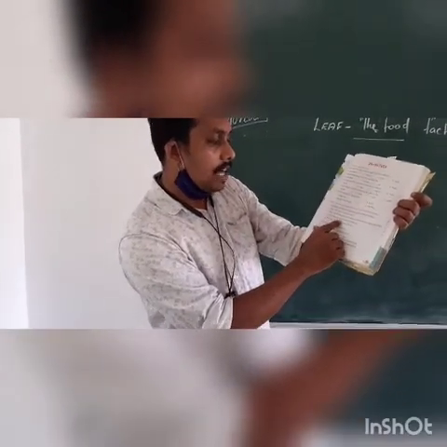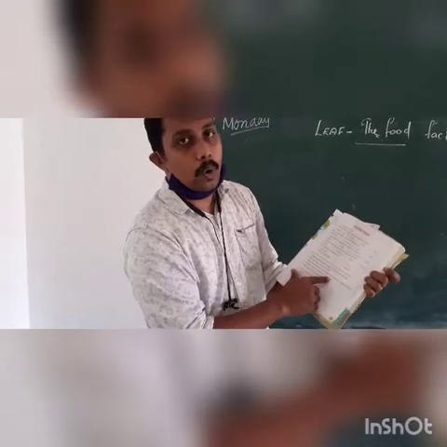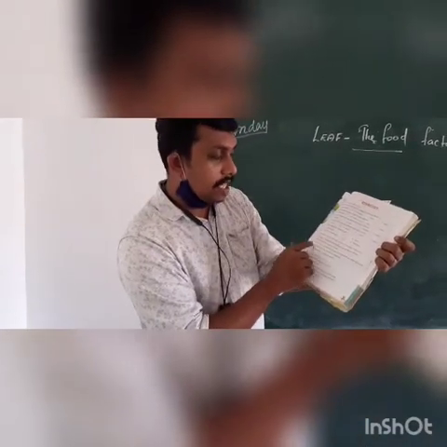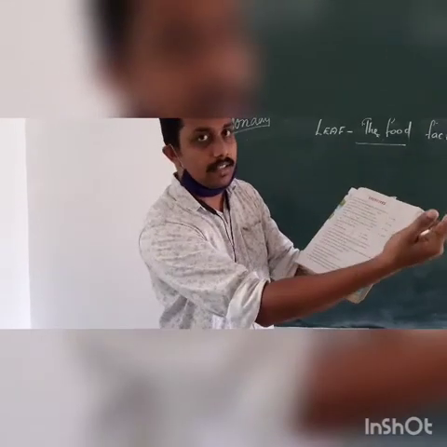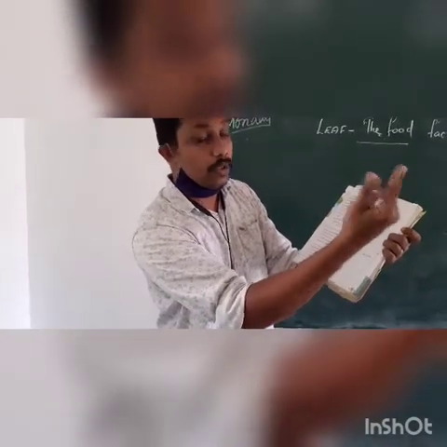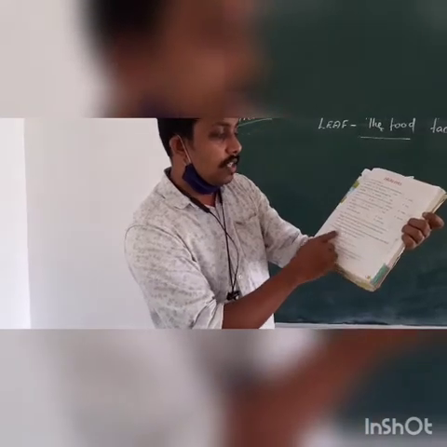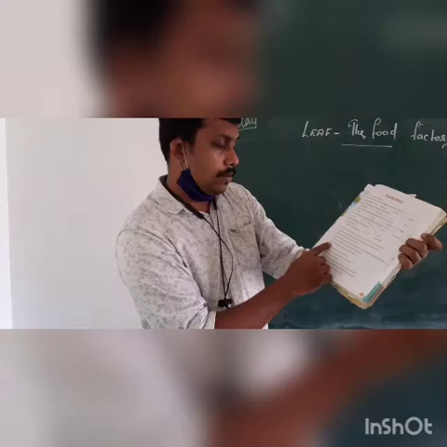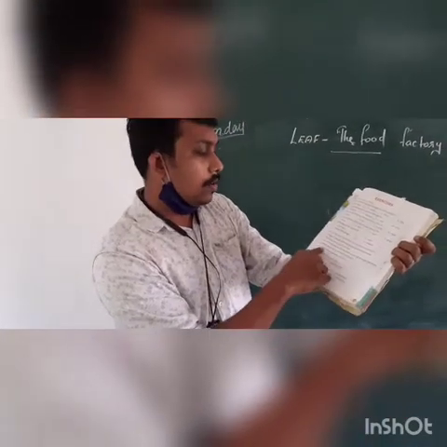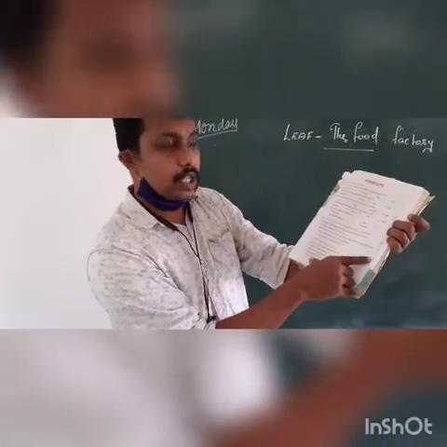Fourth one. Animals depend on plants for oxygen gas. Oxygen gas is released during photosynthesis. So the statement is true. We must protect plants and animals. So that sentence is true.